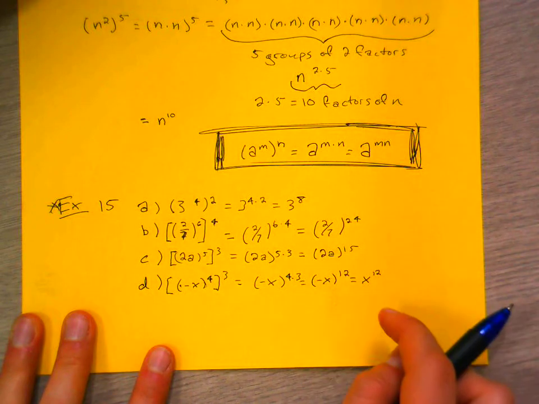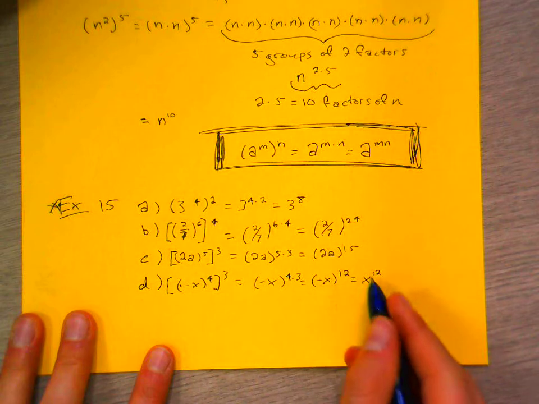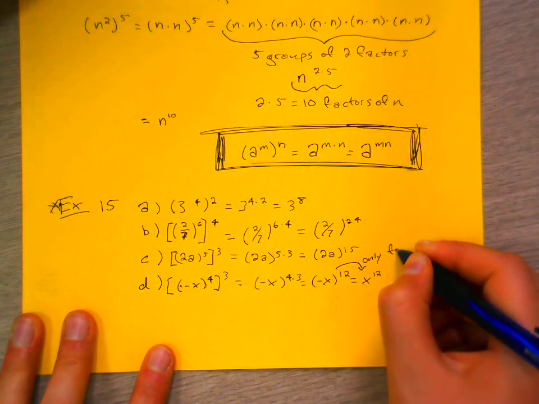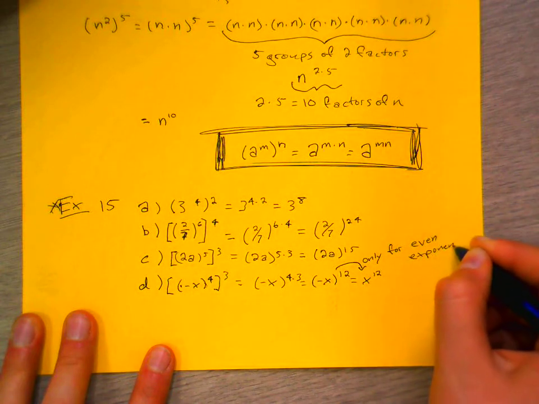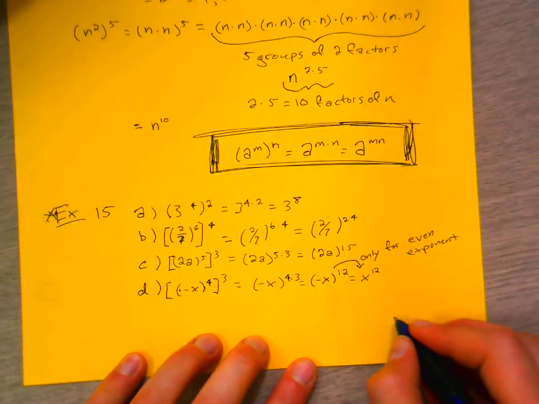If it's an odd number, then it will remain an odd number and you would not be able to simplify like this. This is only for an even exponent.